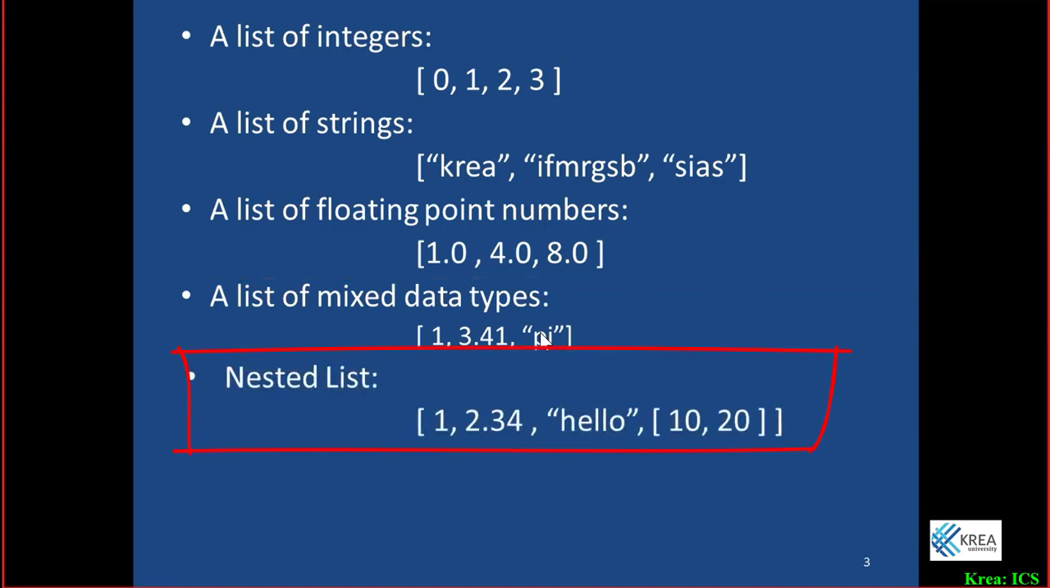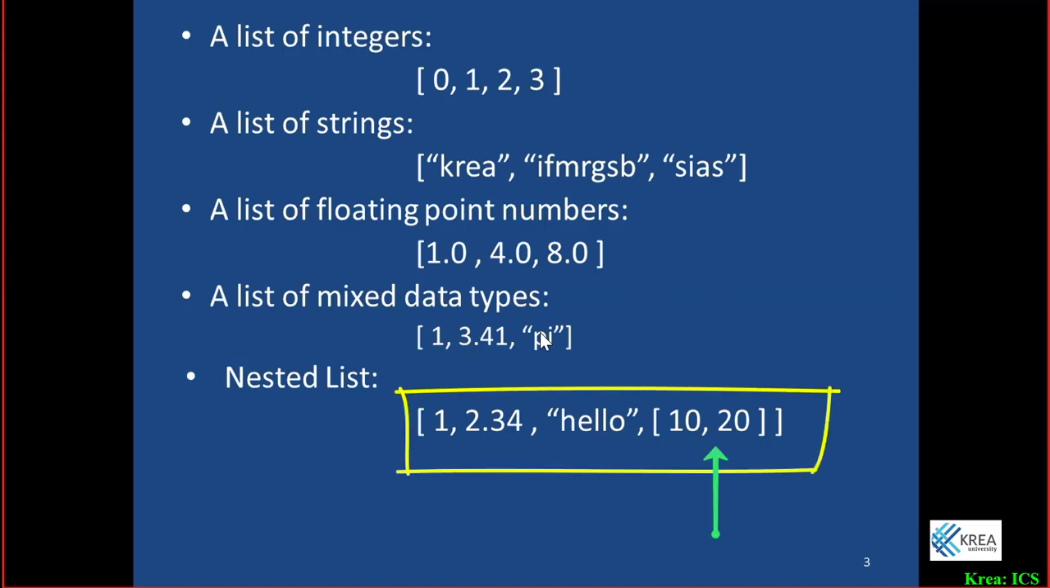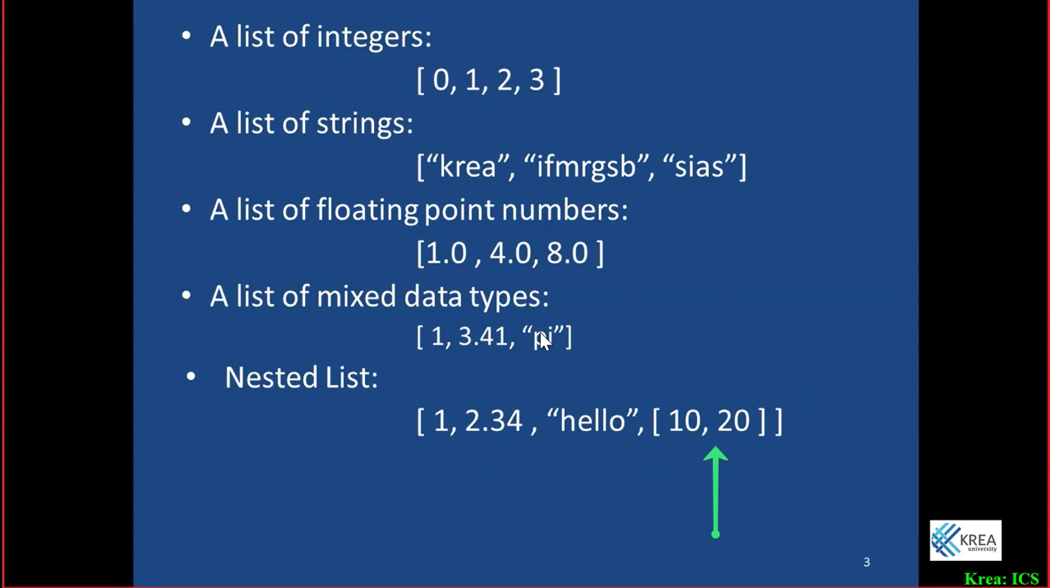This is an example of a nested list. A nested list is a list within a list. So in this case, you have 4 elements and the 4th element is a list in itself. The inner list can also be called a sublist. This is an example of an empty list, which doesn't have any elements inside it.